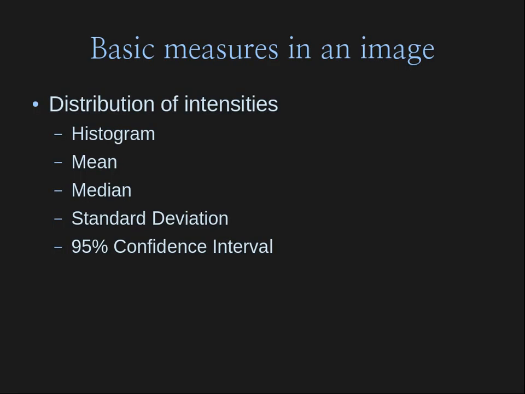From this distribution, we can also get a mean and a median of the distributions. We can get a standard deviation, how spread out the values are. In fact, this is one of the very simple ways of measuring texture in an image, to look at the standard deviation of the histogram, and that gives you an idea of what the different intensities are. And then also a 95% confidence interval like we were talking about before.